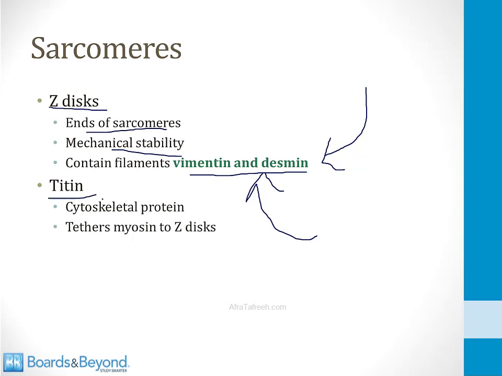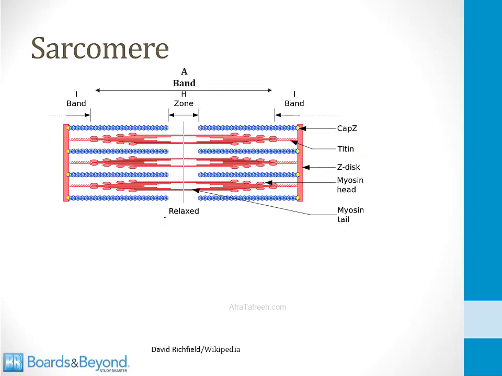And then finally, titin is a cytoskeleton protein that tethers myosin to the Z discs, and we'll see a picture of this in the next slide. Here's a drawing of the sarcomere in the relaxed state. The blue structures here are the actin filaments, the red structures are the myosin filaments. The myosin tails are towards the center, the heads are these little red circles towards the sides.